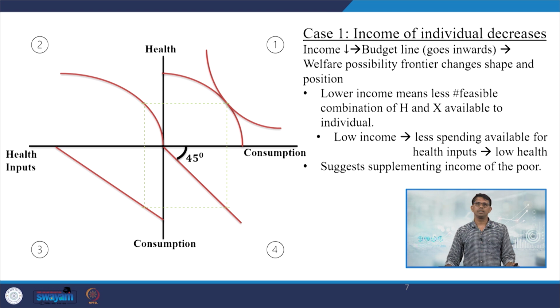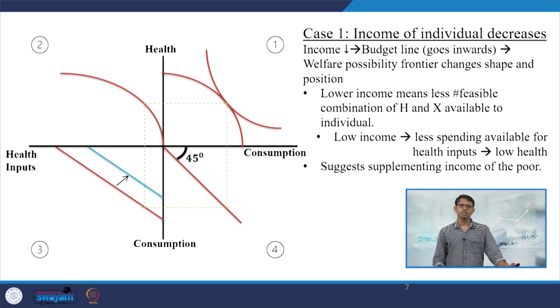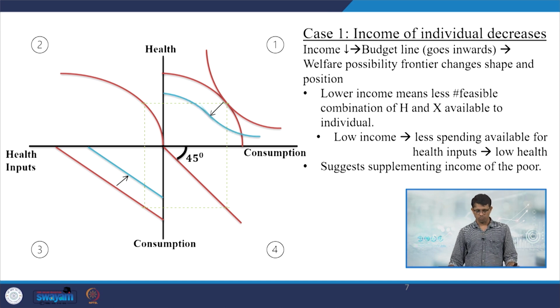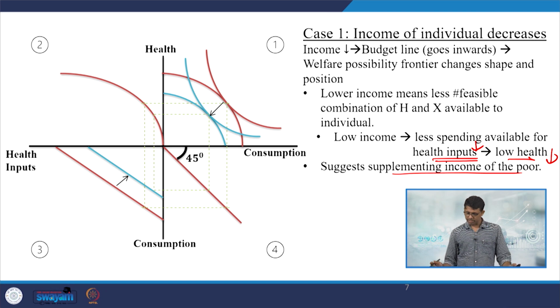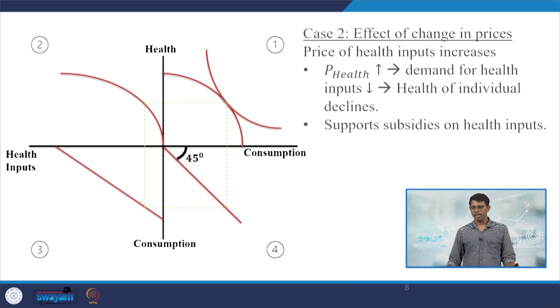We just said, if the income of the individual decreases, what will happen? The budget line goes inward. There will be a backward shift. What are the implications of this backward shift? The welfare possibility frontier changes its shape and position. This leads to lower income, that means a lower feasible combination of H and X available to the individual. Low income leads to less spending available for health inputs, and hence low health. So basically we wanted to draw that if you have low health inputs, then your health outcomes are also less. This suggests supplementing income to poor people, since they usually carry poor health, and hence health inputs are less, and eventually they will be in a health trap.